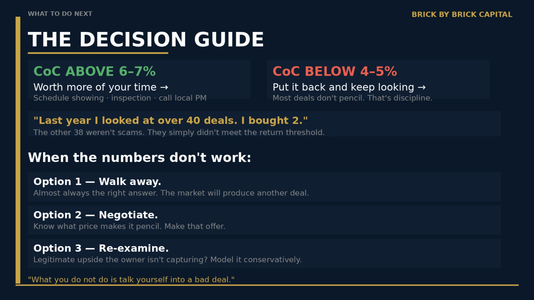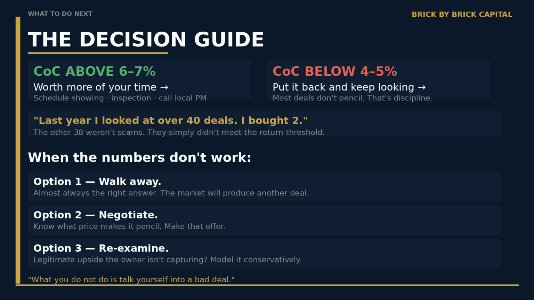When you run the analysis and the numbers don't work, there are exactly 3 options. Option 1, walk away. This is almost always the right answer. The market will produce another deal. Your capital is finite. Deploy it where the math supports it.